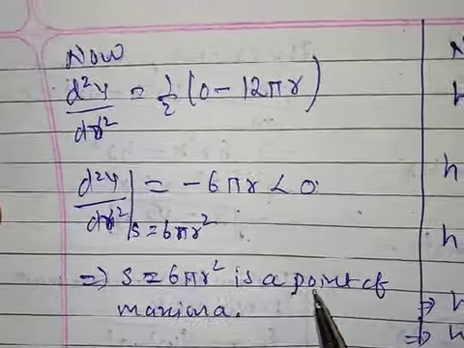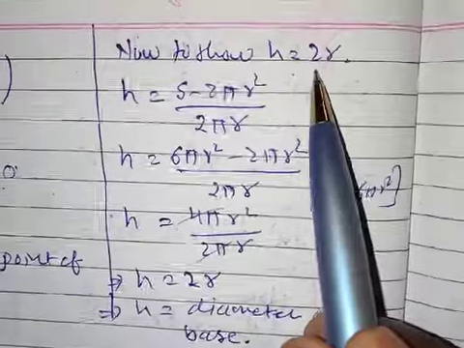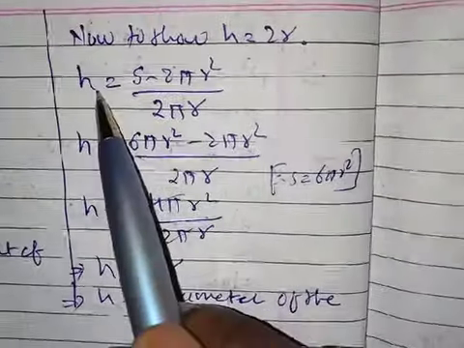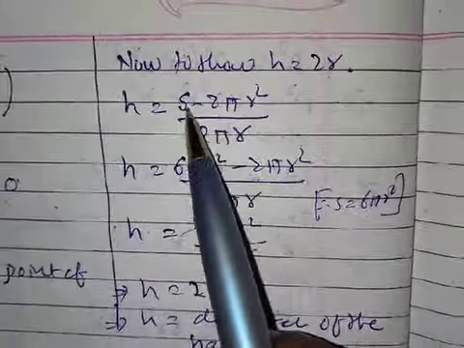Now what do I have to show? The height is equal to the diameter. Diameter means 2r. So what we got here: h is equal to (S minus 2 pi r square) upon 2 pi r. What is the value of S? S is 6 pi r square. If you substitute and simplify, you will get h is equal to 2r, which is the diameter. Hence it is proved that h is equal to the diameter of the base of the cylinder.